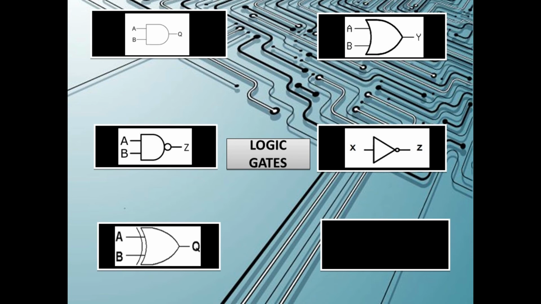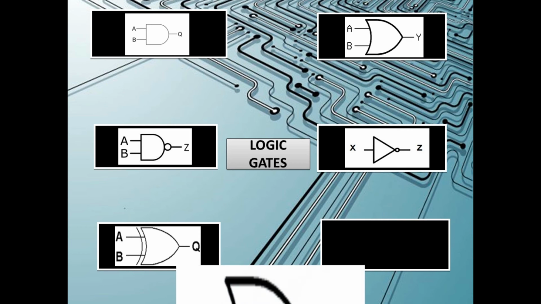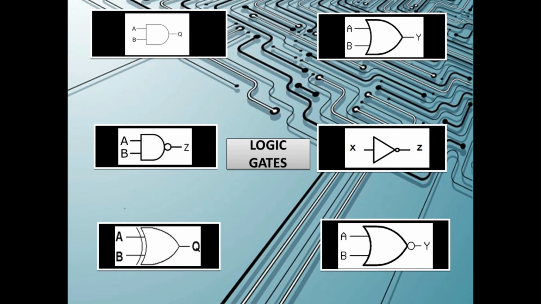The XOR gate will produce a true result when the two elements are not the same, and when the two elements are both true or both false it will produce a result of false. The NOR gate will produce a true result when the two elements are both false, and when the two elements are not the same it will produce a result of false.